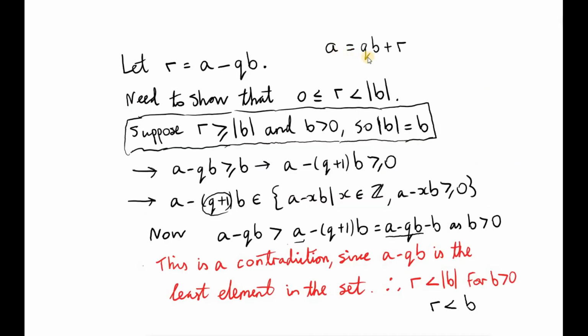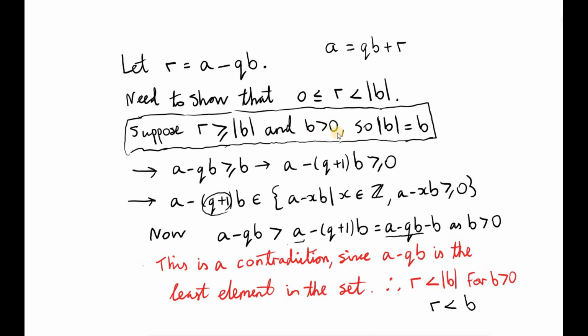So basically we have found integers q and r, where r is just a minus qb. Okay, so r comes from our set, so r is non-negative. Now we need to show that r is less than the magnitude of b. We need to consider two cases for b. So b can be positive or negative.